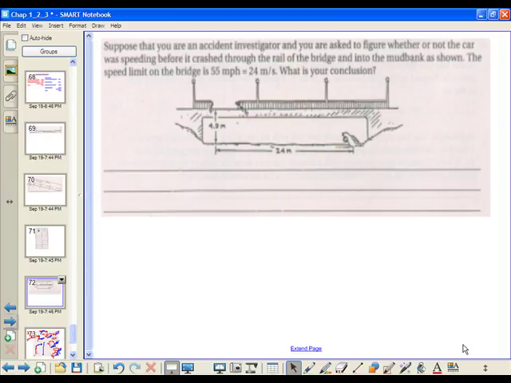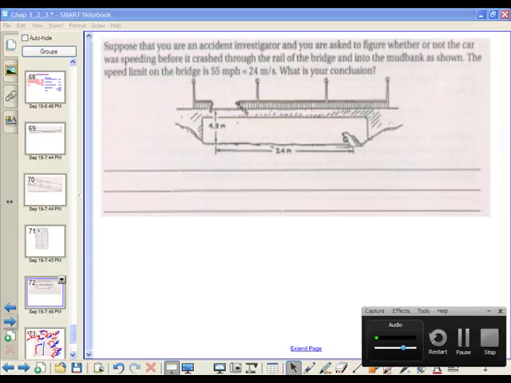So based on what we learned in that last slide, you guys determined, was he speeding? If he was traveling at 55 miles per hour, that means 24 meters per second. So if he was faster than 24 meters per second, he was speeding. If he was slower, he wasn't. So work with your group, take a couple minutes, and see what you come up with on that.